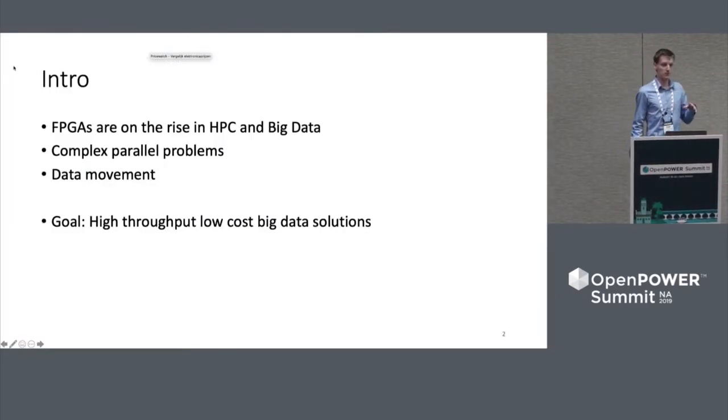FPGAs have really been on the rise in HPC and big data lately, and they're very good at doing complex parallel problems. Due to their nature, they can have very deep pipelines for data flows and processing. Most of the issues stem from data movement. And so the goal of the group is to provide high throughput, low cost big data solutions.